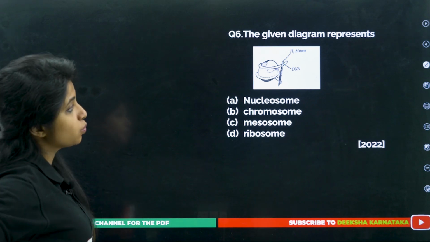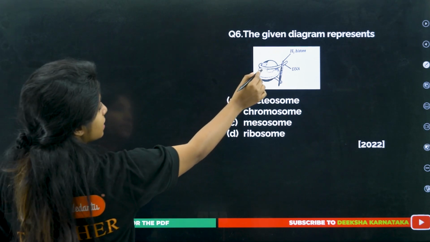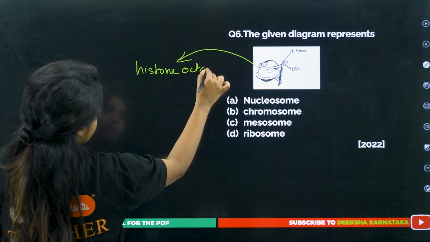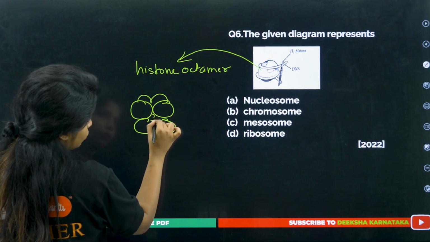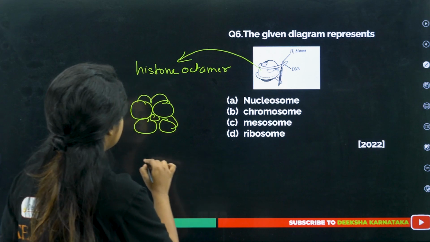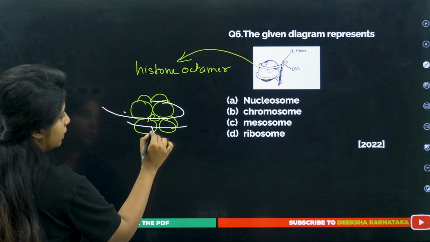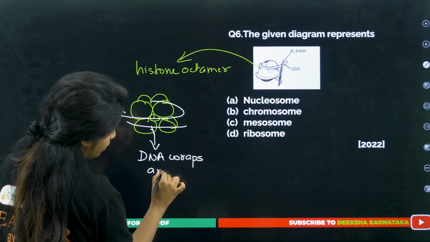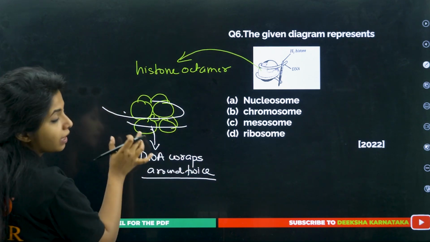The given diagram represents what? What is this round thingy? Basically, this is the histone octamer that I just made. So you have 1, 2, 3, 4 histones at the front, 1, 2, 3, 4, total 8 histones, and on these histones your DNA is wrapping around. So your DNA is wrapping around twice, my dear children. So I am writing, DNA wraps around twice.